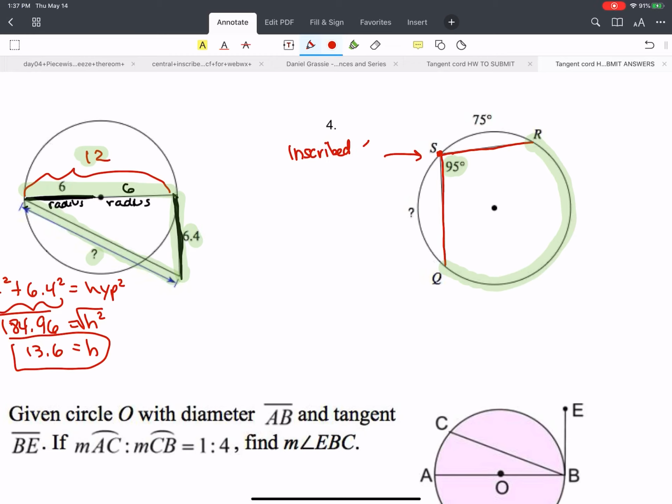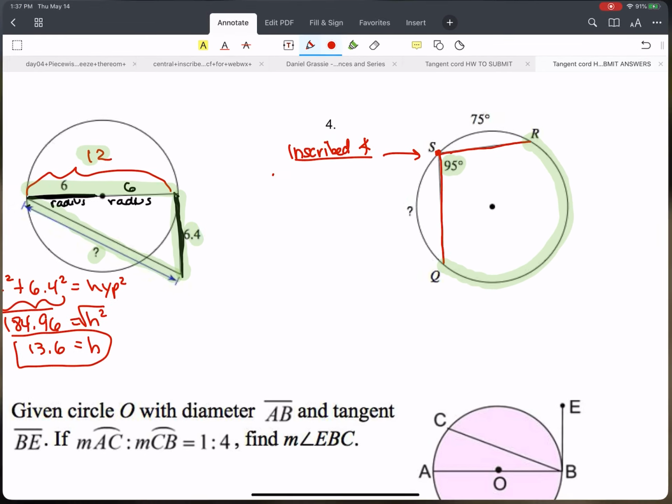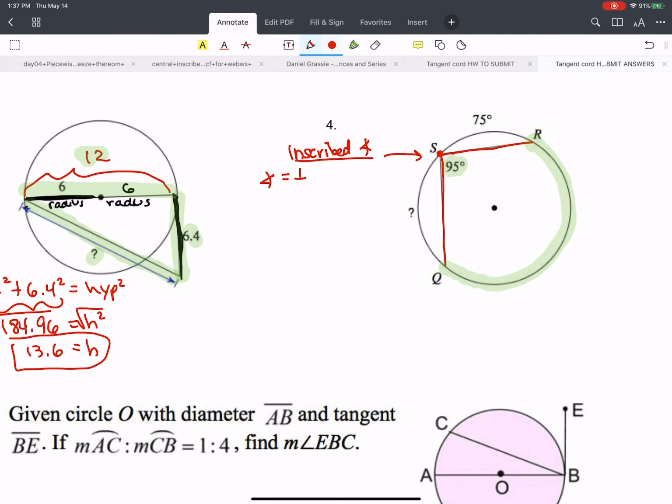And because that is an inscribed angle, that means that the angle is 1/2 of the arc that it intercepts. So that 95 is 1/2 of this arc RQ. If I want to get RQ by itself, I would just double the 95. If you double the 95, I believe that's 190. So this whole arc is 190.